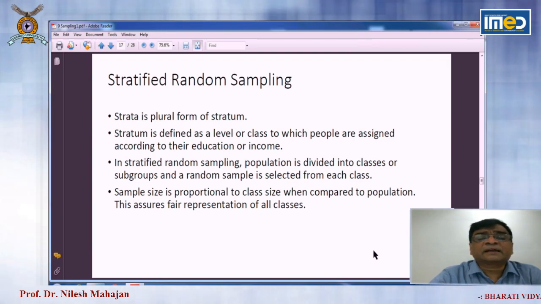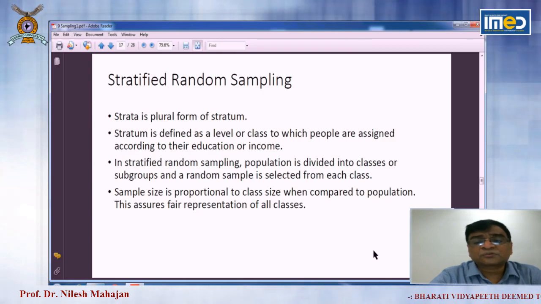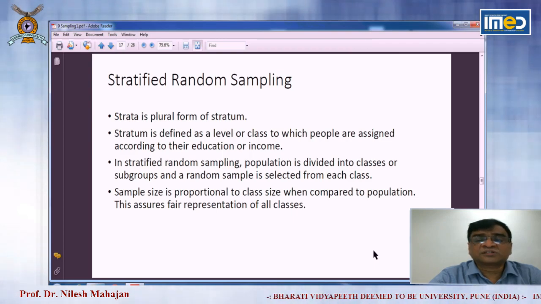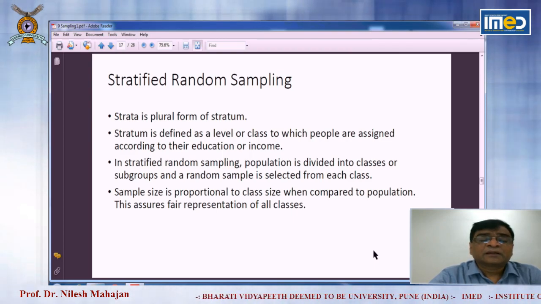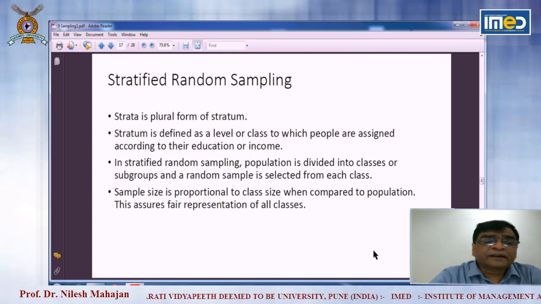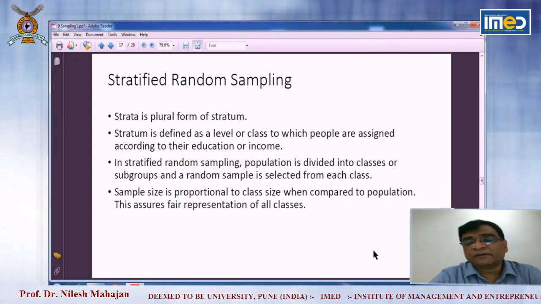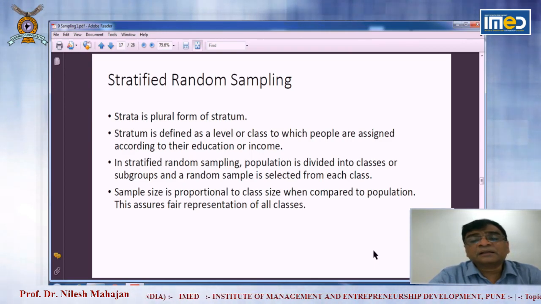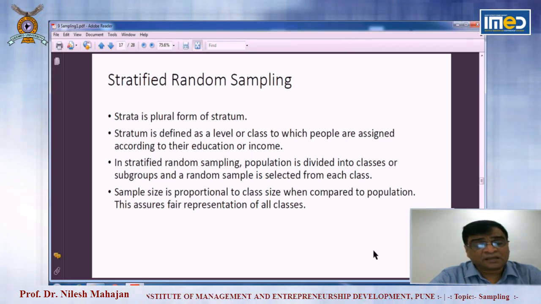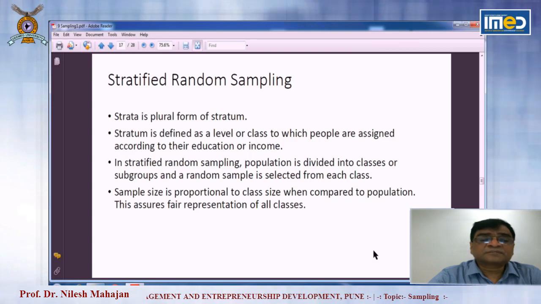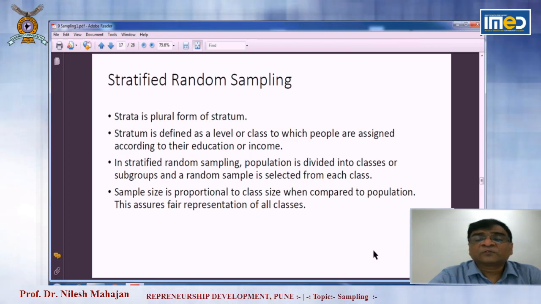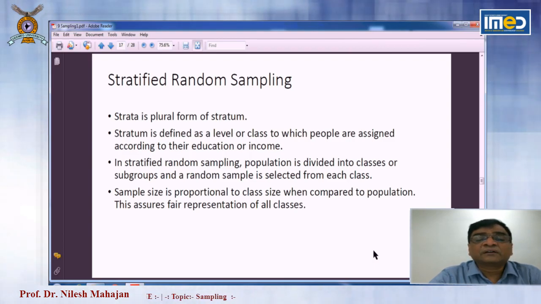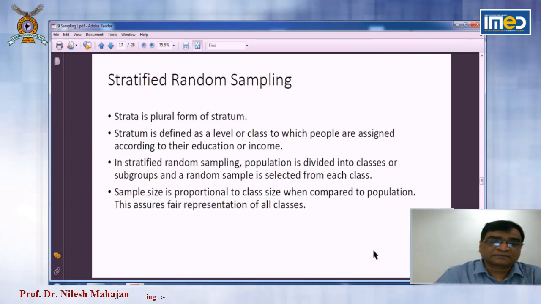Stratum is defined as a level or class to which people are assigned according to their education or income. In this method, stratified random sampling, the population is divided into classes or subgroups and a random sample is selected from each class. Fourth, sample size is proportional to class size when compared to the population. This assures fair representation of all classes.